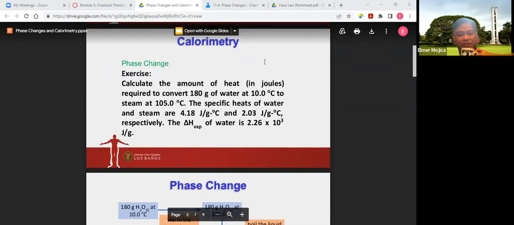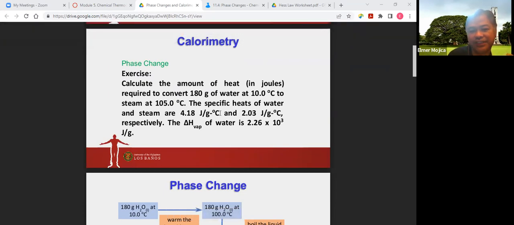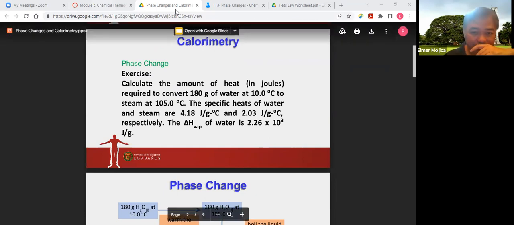Okay? So here, you may be asked a question like this. You are asked to calculate the amount of heat in joules required to convert 180 gram of water at 10 degrees Celsius to steam at 105 degrees Celsius. So if we're going to solve a problem like this, ilalagay natin yung given. Yung mass ay 180 gram water.